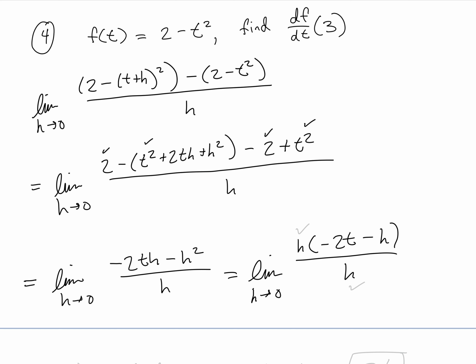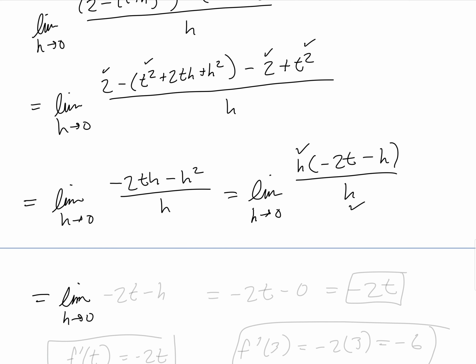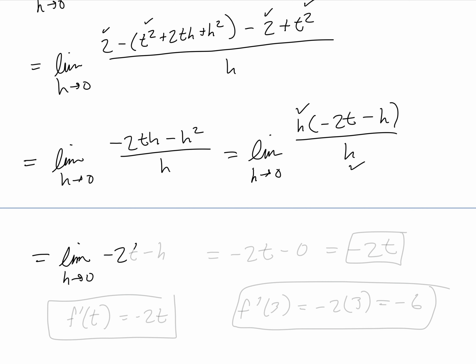And so now I can cancel an h from the numerator and denominator, reduce that fraction, and I've got the limit as h goes to 0 of negative 2t minus h. And so this just reduces down to the limit as h goes to 0 of negative 2t. t is not affected by what happens to h, minus 0. And so my solution is negative 2t. So that was f prime of t. f prime of t is negative 2t.